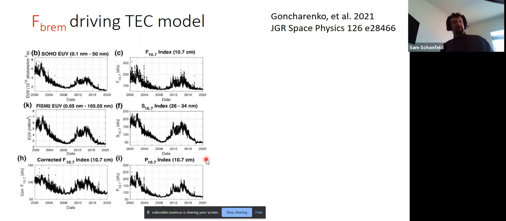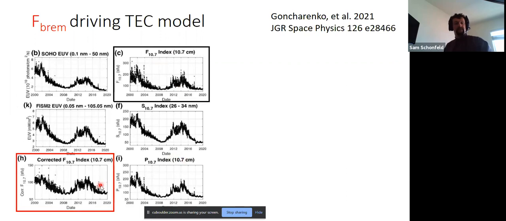And this model was developed independently using a number of different solar inputs. So that includes the F10.7 index, the corrected F10.7, this is the bremsstrahlung component, but also direct EUV observations, so from SOHO, the S10.7 index that Kent was just talking about, and the flare irradiance spectral model, FISM, developed by Phil Chamberlin. And so there were these 11 different models generated with different solar indices, and then the performance of these models is compared versus the data to figure out which solar input was most effective in this model.